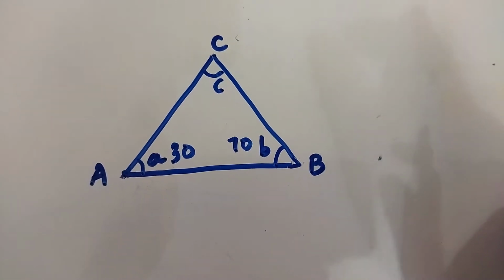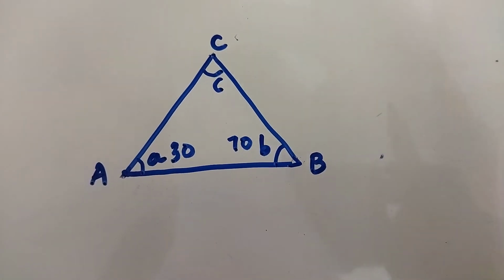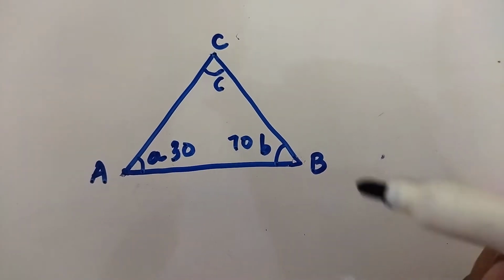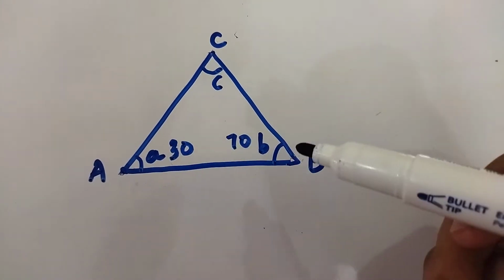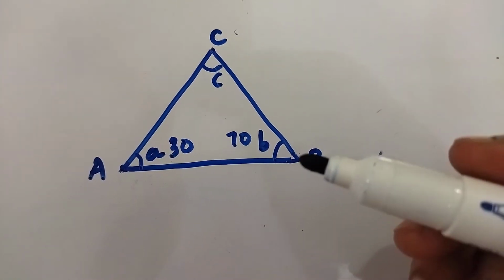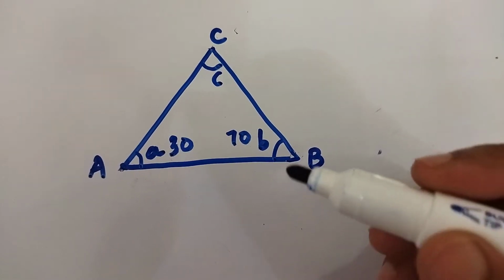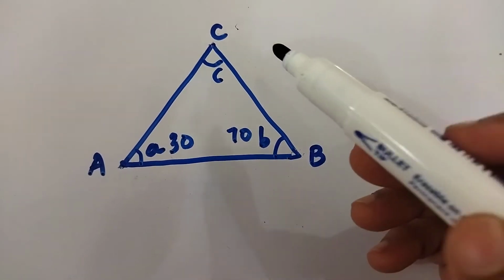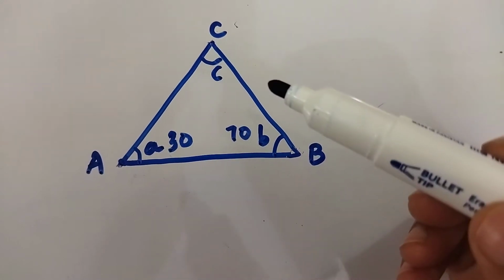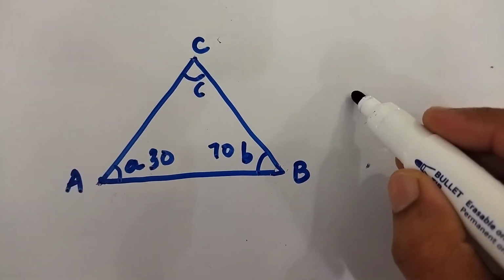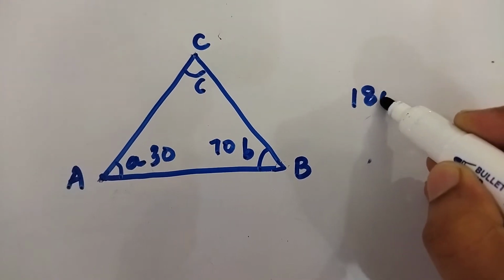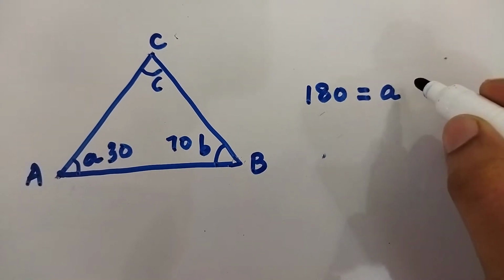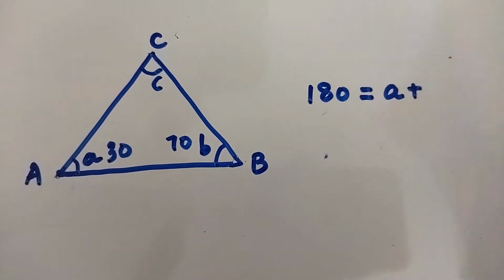There is a rule which means that every triangle makes a sum of 180 degrees. That is, when we add all the three angles of a triangle, we get a sum of 180 degrees. So if angle A is 30 degrees and angle B is 70 degrees, we can calculate angle C very easily. As we know, every time we get a sum of 180 degrees, so it will be equal to angle A plus angle B plus angle C.